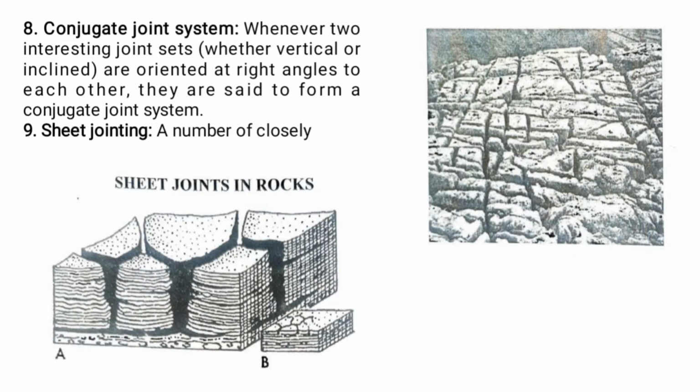Conjugate joint system: whenever two intersecting joint sets, whether vertical or inclined, are oriented at right angles to each other, they are said to form a conjugate joint system. Sheet jointing: a number of closely spaced sheet joints. The diagrams are given here so it is easy to understand.